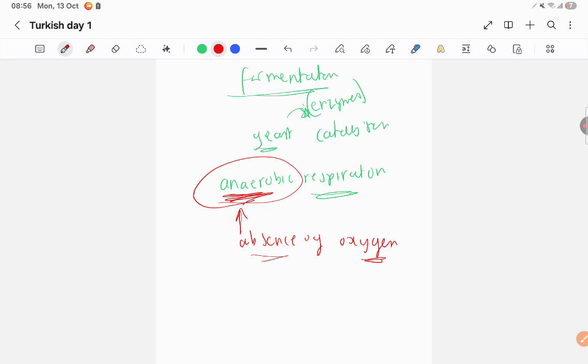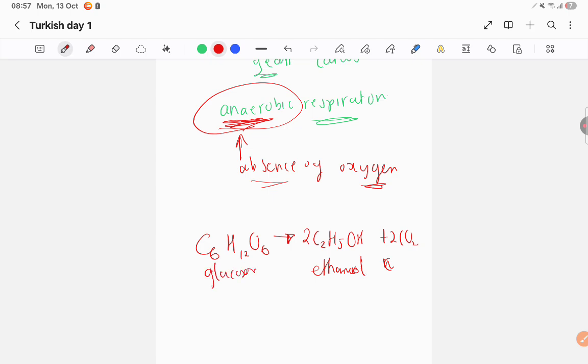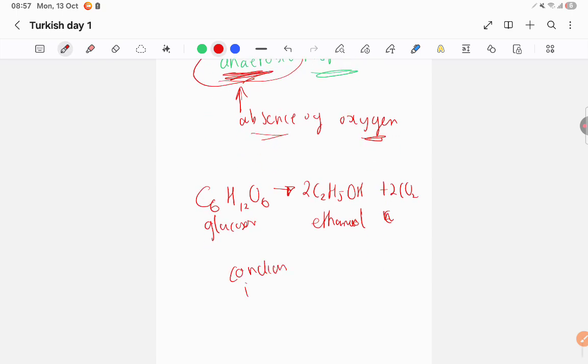So the reaction: glucose, C6H12O6, produces ethanol, C2H5OH, and carbon dioxide. So glucose to ethanol and carbon dioxide. So the conditions: one, it must be in the absence of oxygen. That's one condition.